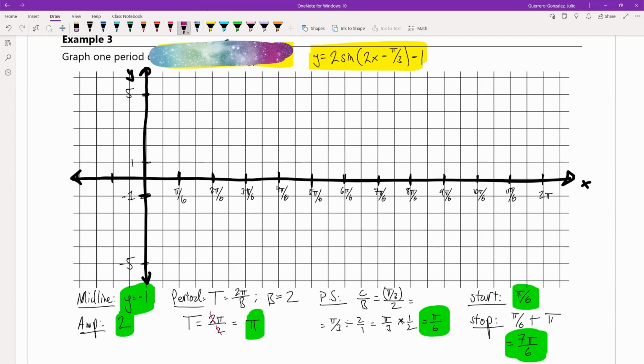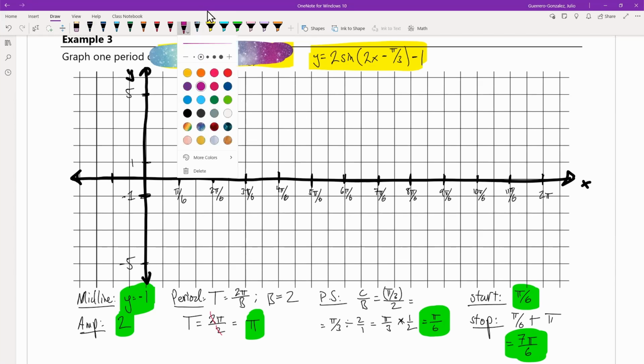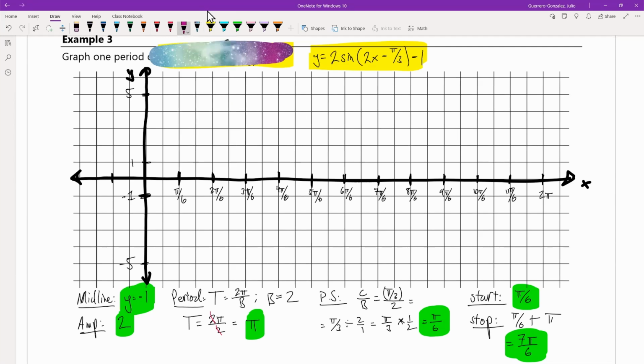We have an asymptote. Or sorry, we have a midline. That midline is at y equal -1. That is that -1 from our sine graph. Let me rewrite our boundary lines just to keep ourselves straight.